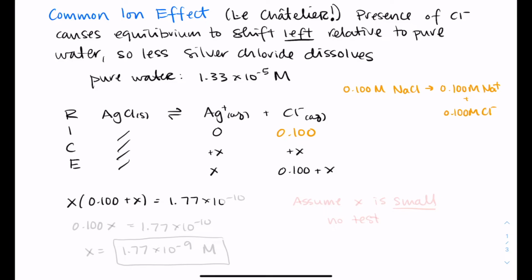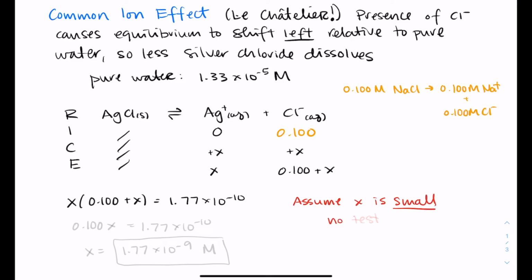Now I don't have any silver in solution, so my reaction is still going to go to the right. I'll have X and 0.1 plus X in my equilibrium row. Set that equal to the equilibrium constant, which is my KSP. And I'm not even going to make you solve this all the way out.